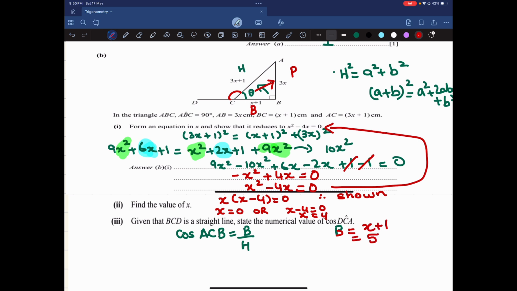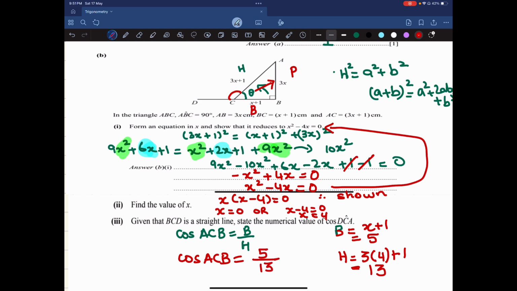So b becomes 5. And what about h? H, it will become 3. Value of x is 4 plus 1. So it becomes 12 plus 1, 13. Okay. So cos of ACB is going to be 5 over 13.